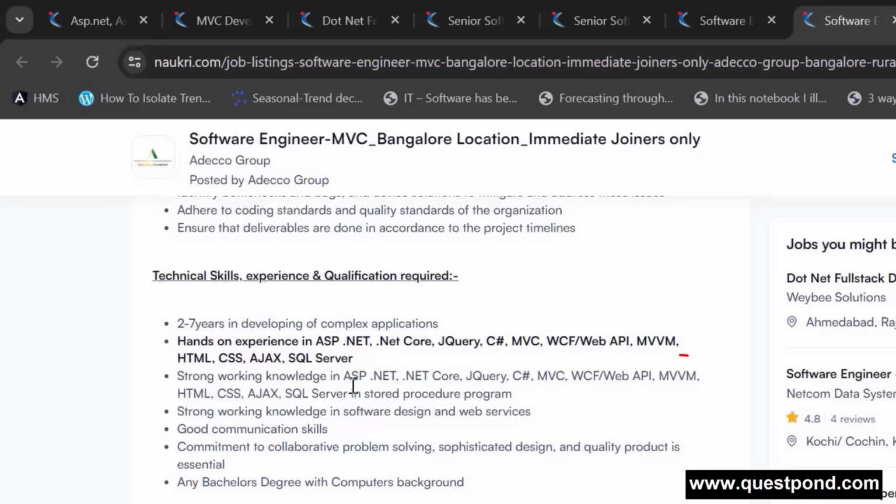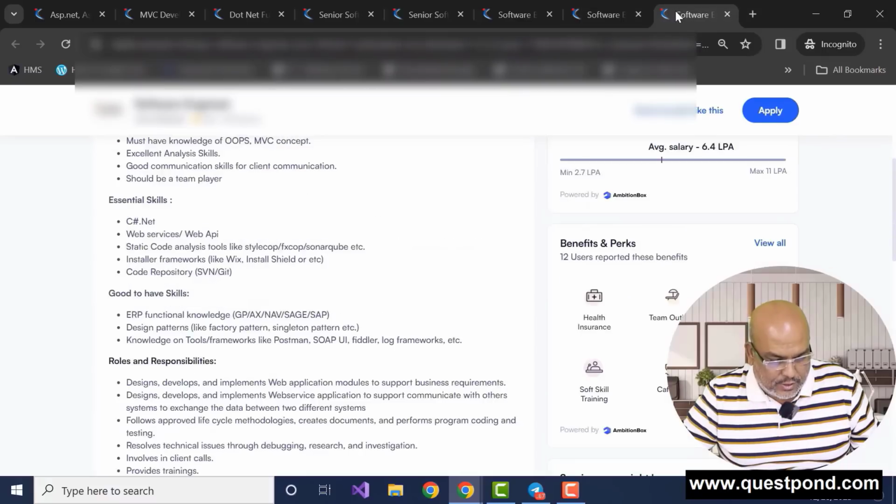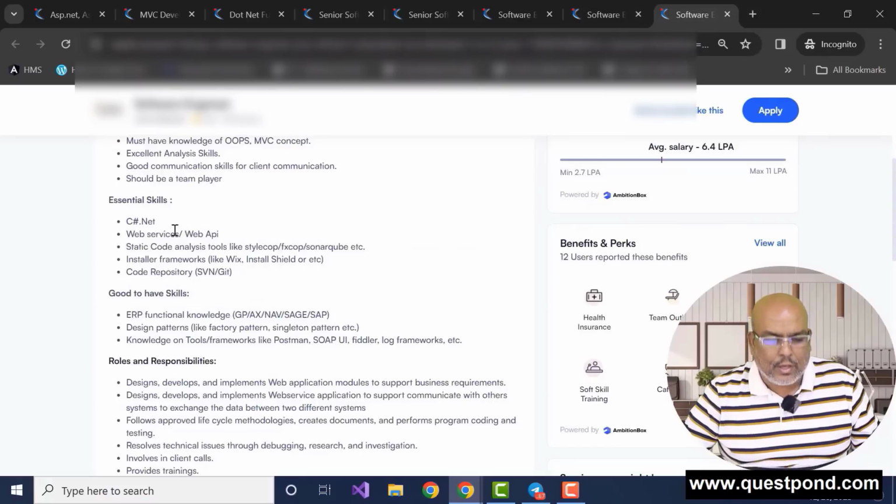ASP.NET, MVVM, Ajax, this is .NET Core, jQuery, right? And again, if I look at here, again, the same C# and all that, right? So from all the job profiles, what goes in my mind is that if you are a 5 to 10 years experienced person, right? The core ASP.NET Core, Angular or React, SQL Server, Entity Framework, I think these are the very important things, right? So that's what I can analyze from this, right?